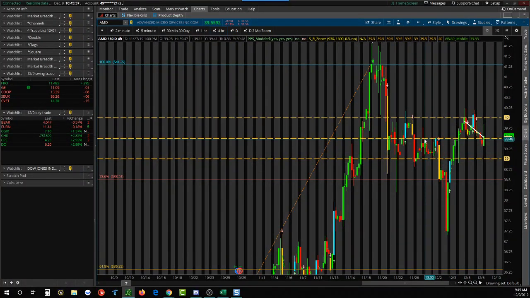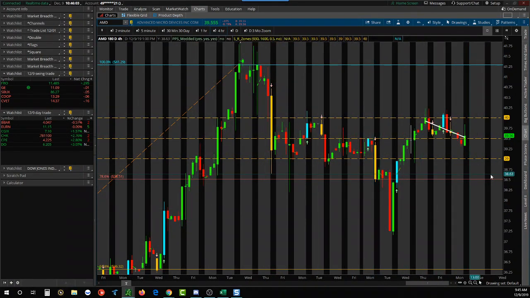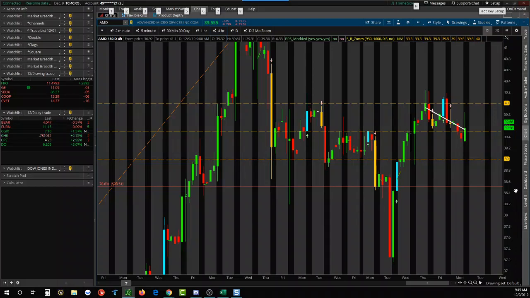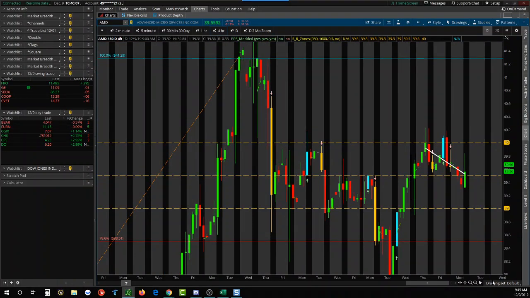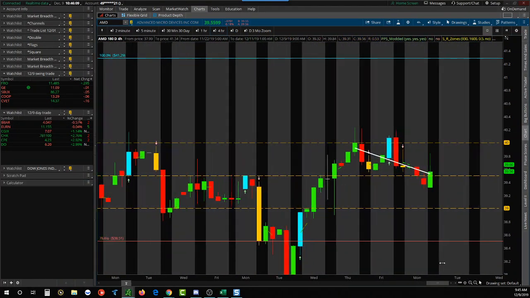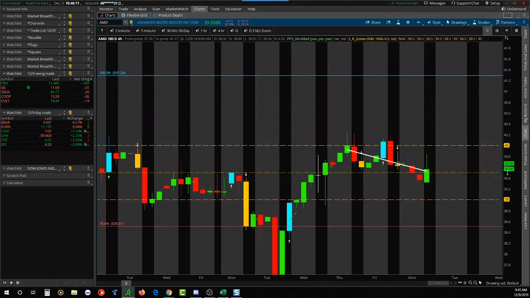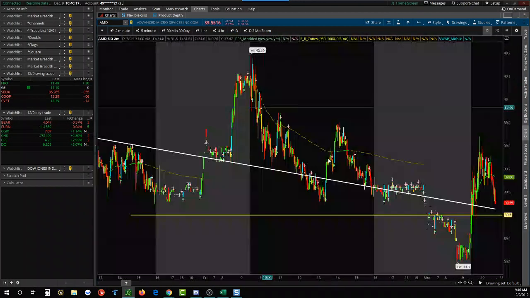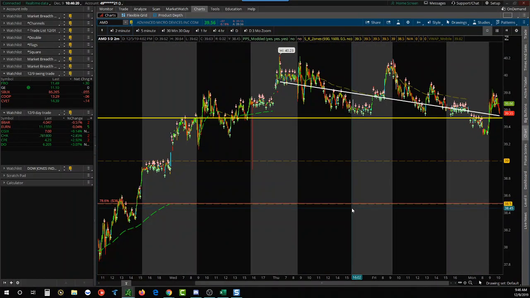I'm a little surprised that this 39.5 didn't hold, but it was pre-market, and price can fall right through those support levels. So right now, that's kind of the one I would really watch in AMD. Watch to make sure that that doesn't try to rebuild some support there.